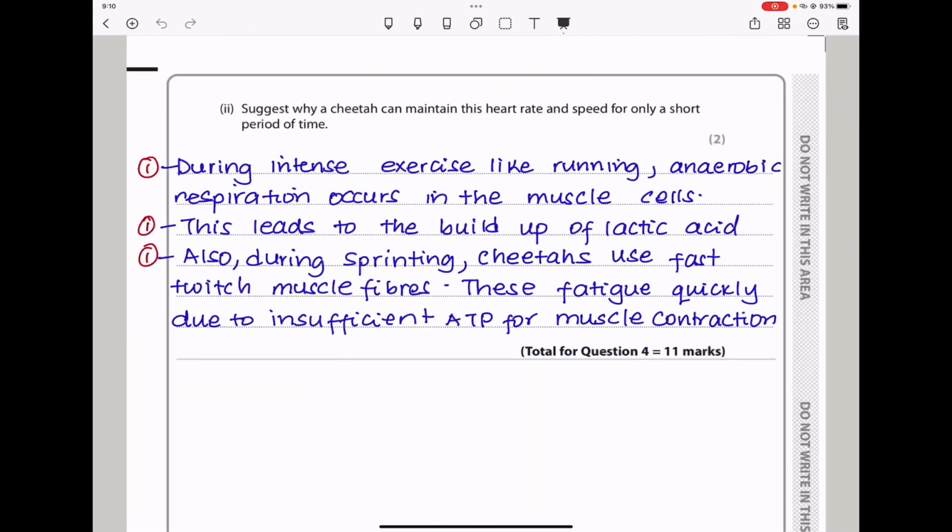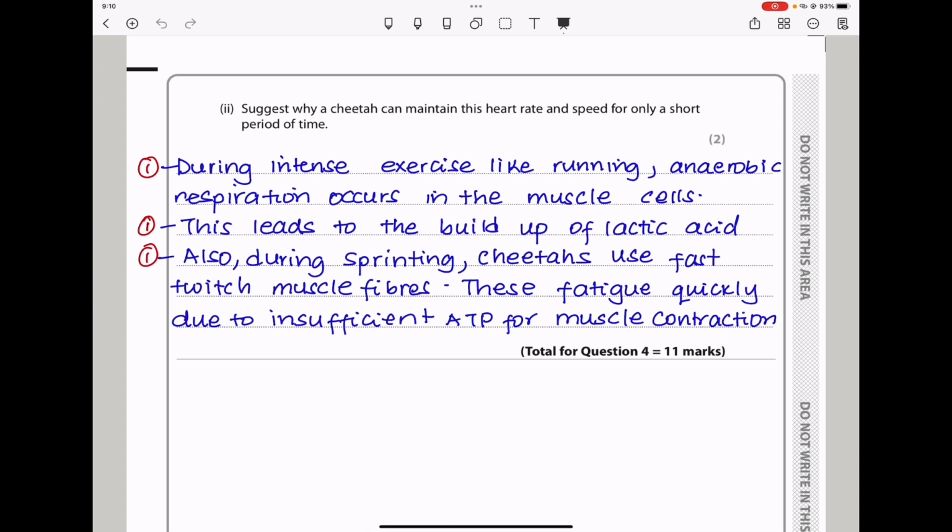Moving on. Suggest why a cheetah can maintain this heart rate and speed for only a short period of time. Every time increase in muscle action occurs, there is going to be a lot of respiration, so a lot of oxygen is required if oxidative phosphorylation is to be continued. So because there is less oxygen entering, there is going to be lactic acid accumulation and the muscles are going to fatigue.